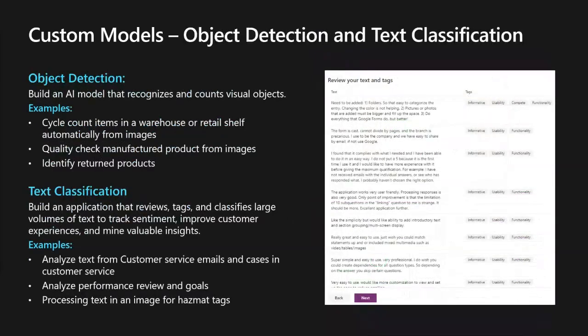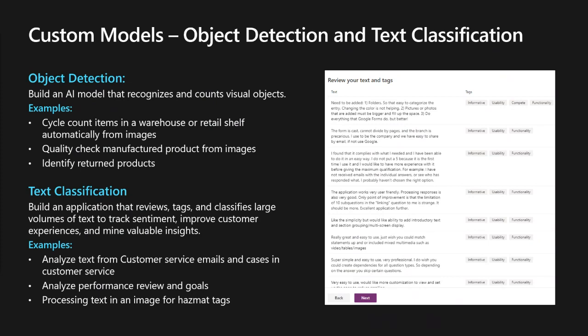The next use cases are around object detection and text classification. So with object detection, the idea is that we can use an AI model where we can recognize an object in an image. We can also count visual objects. So if I'm looking at a picture that has a bunch of soda cans, I could count how many soda cans are in that image.